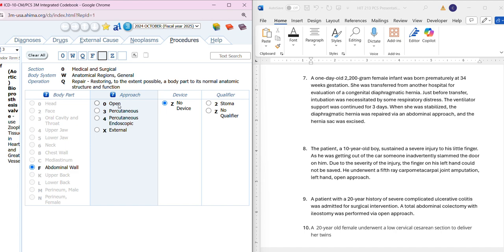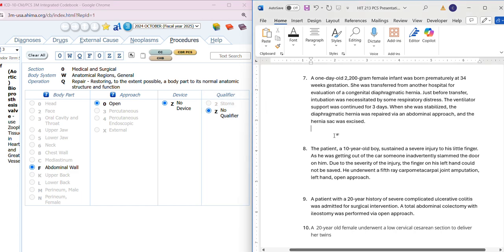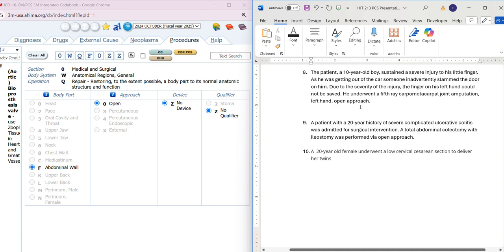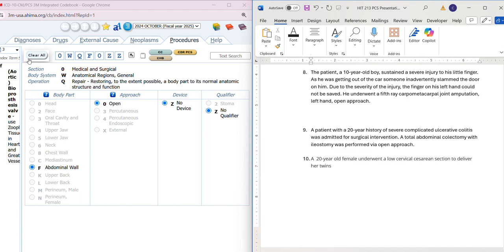And our approach is going to be 0, open, and there are no devices and no qualifiers. So our code for number 7 is 0, W, Q, F as in Frank, 0, Z as in zebra, Z as in zebra. All right, on to number 8.